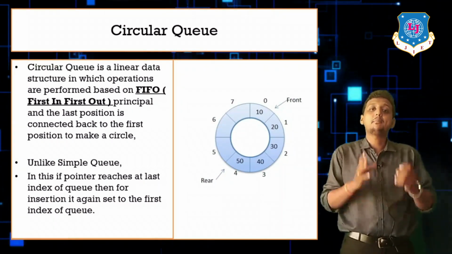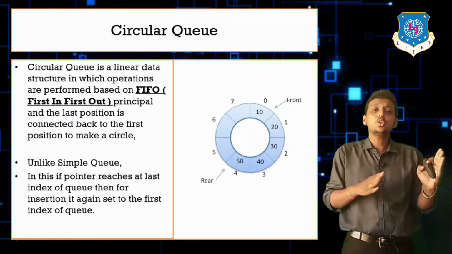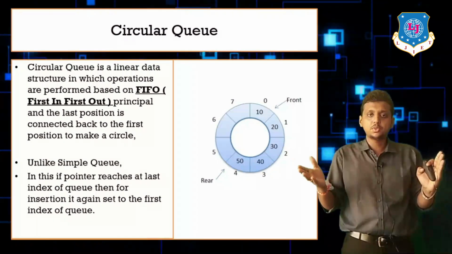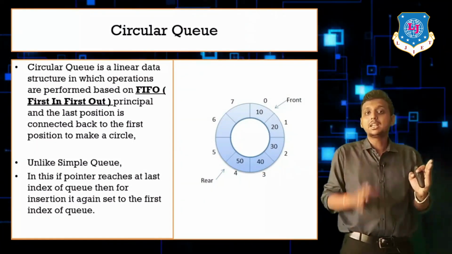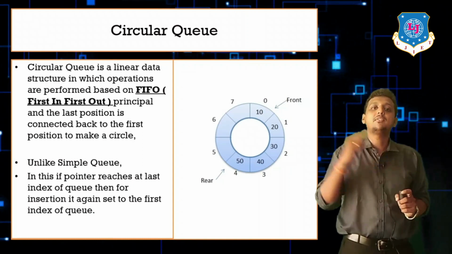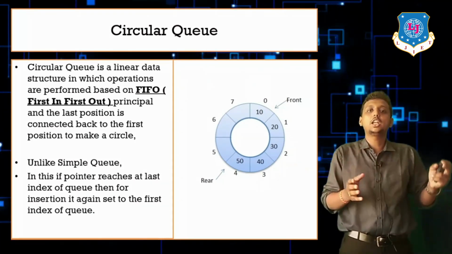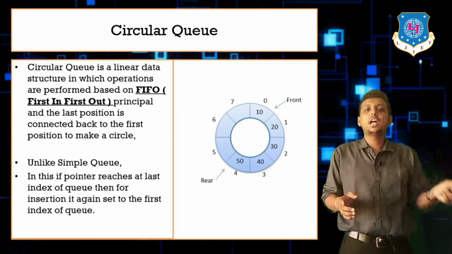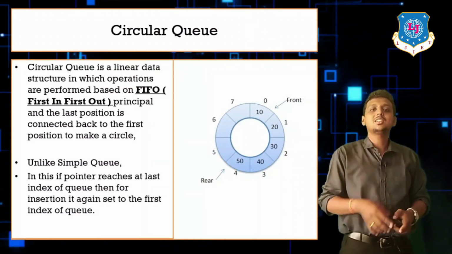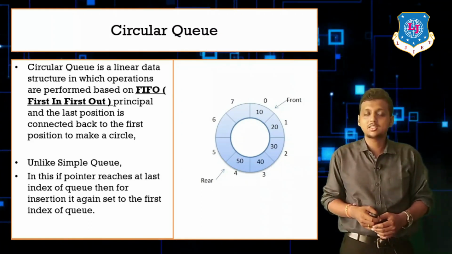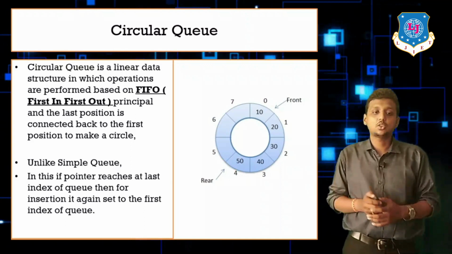Because my rear pointer is at the fifth position. Although the four positions, 1, 2, 3, 4, are empty, I cannot insert my value over there, because according to the rule, in a simple queue you cannot move directly from the last position to the first and make it circle. So this is the disadvantage of a simple queue. That's why we come up with the circular queue concept.